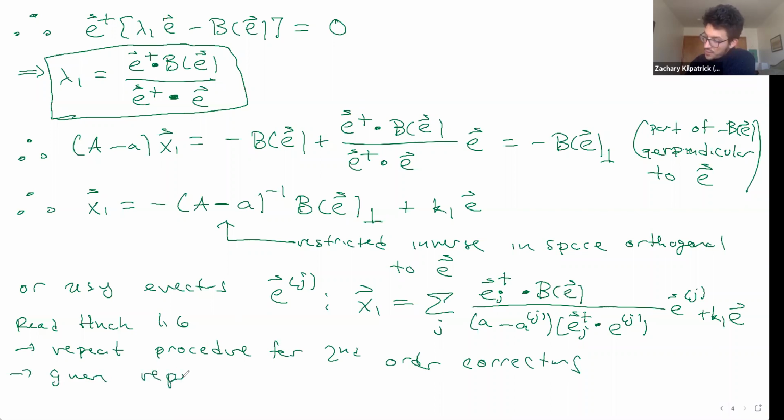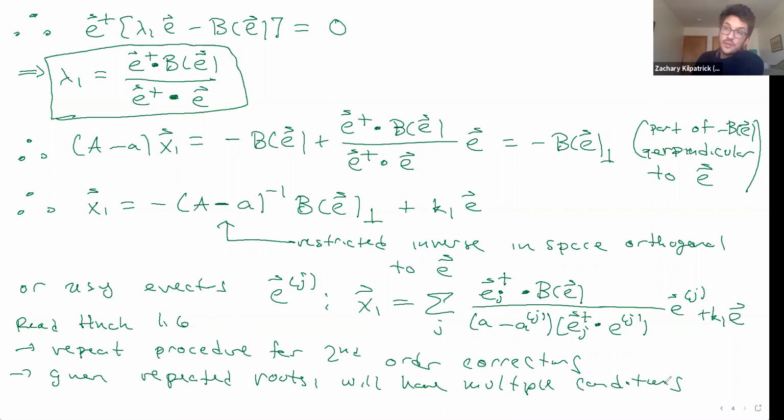Given repeated roots, we'll have multiple conditions, okay? So you'll have to sort of apply more equations at order epsilon to the 1 in order to specify your eigenvalue, and then you'll have potentially repeated eigenvectors. So you'll have multiple eigenvectors for the same eigenvalue.